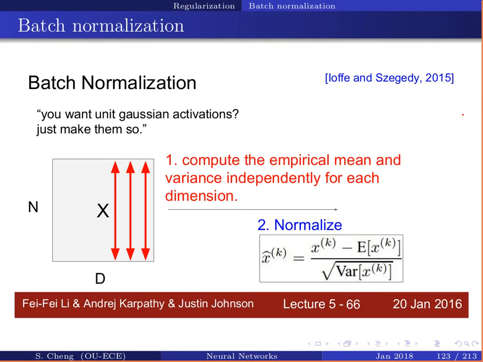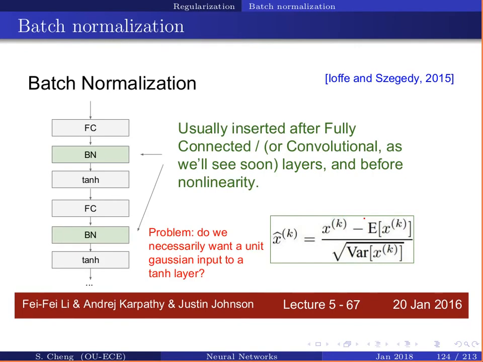So just as in the last slide, it's a very simple idea: compute the empirical mean and empirical variance, then normalize. And then we can insert this batch normalization, for example, before an activation layer like tanh, where you don't want to get to the saturated region, so you scale it back. You can insert it anywhere basically, but you can ask, is that really a good idea? Because sometimes maybe I really want it to get saturated.